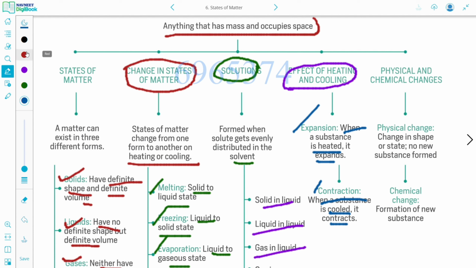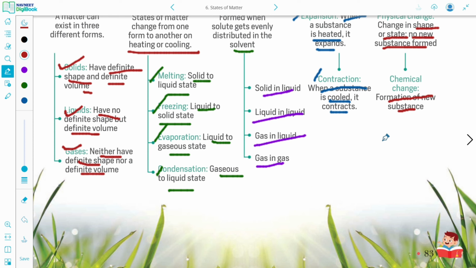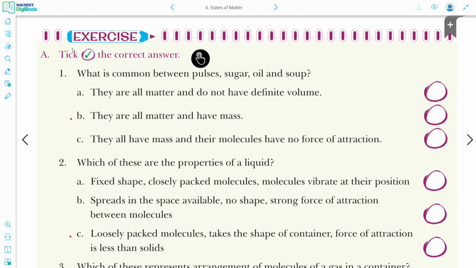Now next is chemical and physical change. In physical change, there is a change in shape or state of a substance, but no new substance is formed. In chemical change, formation of new substance takes place. So it was a very quick summary before we solve the exercise.